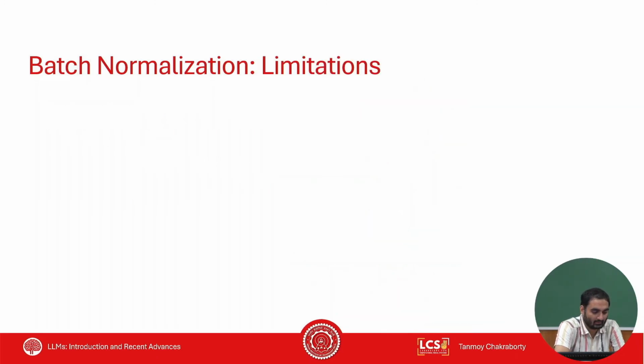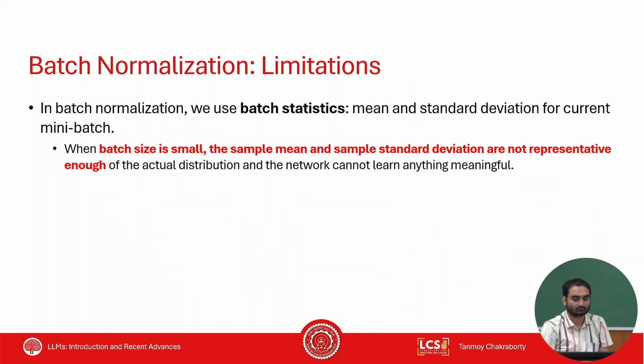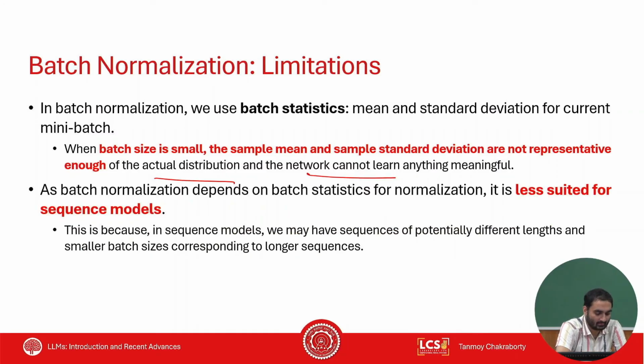Okay. So the first limitation, as I mentioned, if the batch size is small, the sample mean and standard deviation are not representative enough of the actual distribution, right? And the network may not be able to learn the actual meaning.